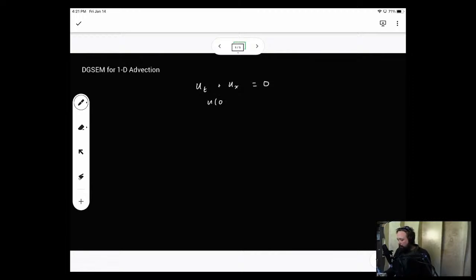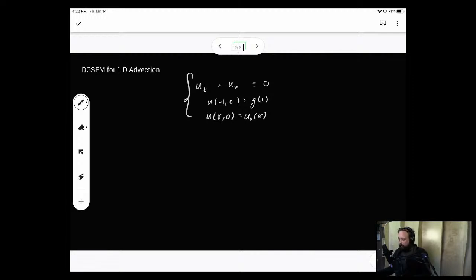Sorry, let's just do the boundary condition. And I need to put that at -1. I'll call that g of t. And then the initial condition, so u at x, t is 0, is u naught of x. So this is our initial boundary value problem that we want to solve.